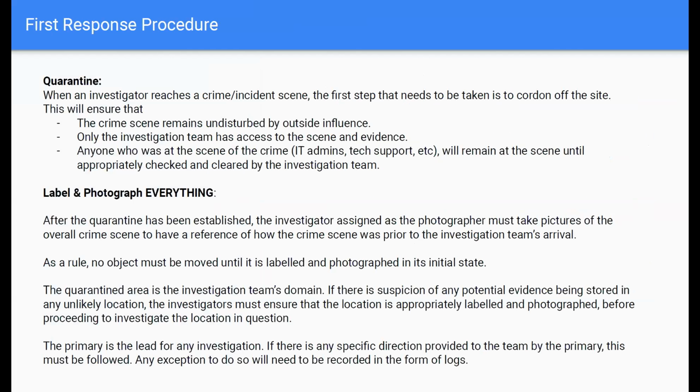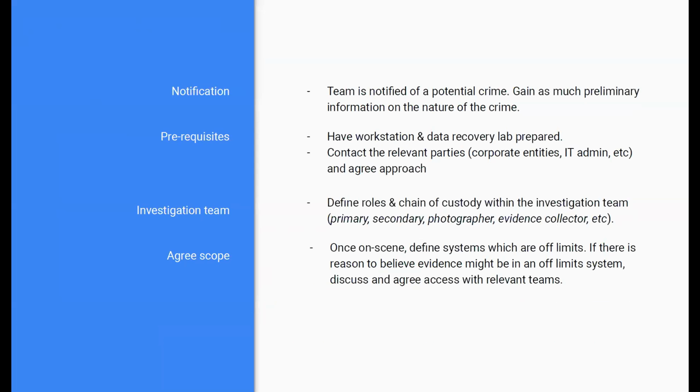Before I move on to this, I just want to cover some of the prerequisites as well. I kind of touched on this during one of our previous slides, but have your workstation and data recovery lab prepared. Have your kit ready. You can't be fumbling around when an active incident is going on. You need to be ready to go at any time. So have your workstation and your lab prepared.